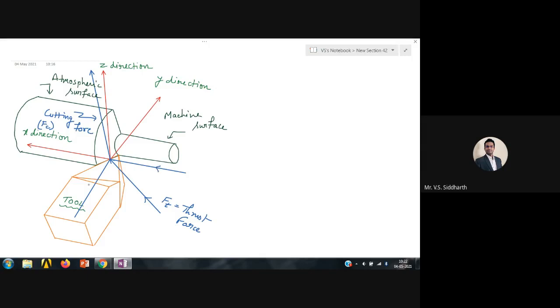And these two components are basically known as, Ff, which is the feed force. And this one, which is known as Fr, that is radial force. Feed force and radial force. Is it clear up to this point? Just observe the diagram once.